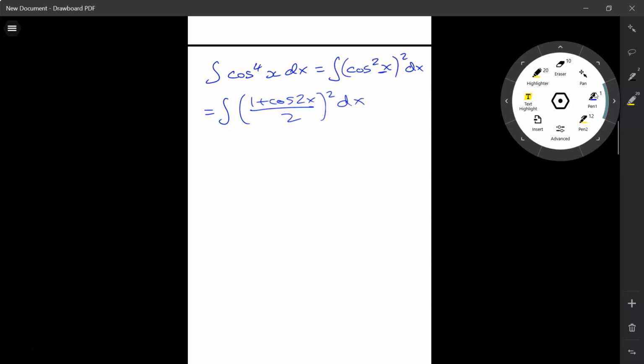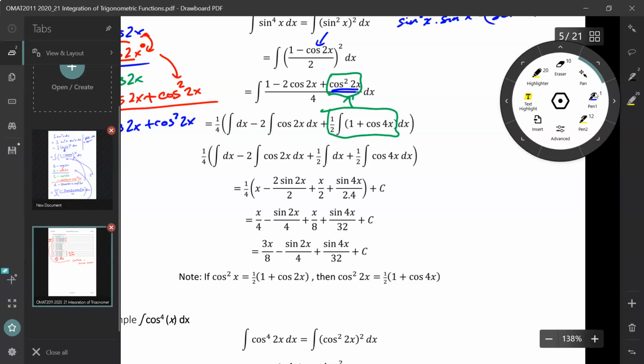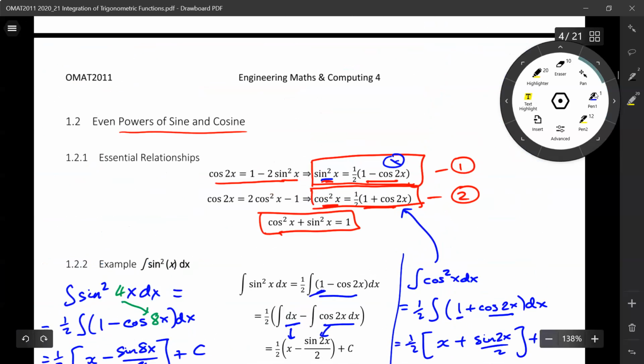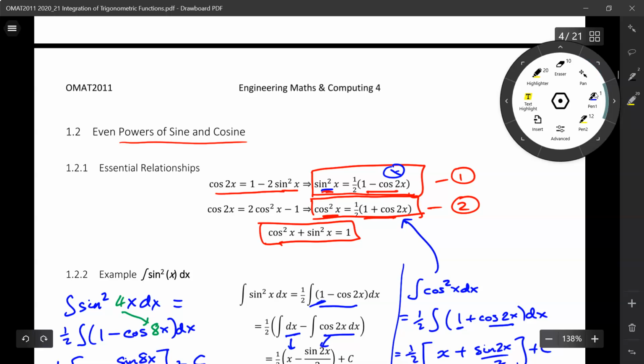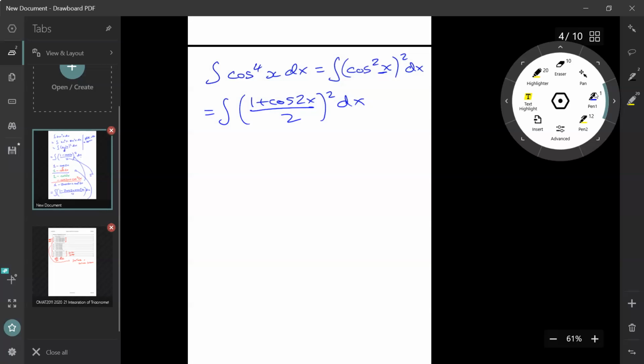I've substituted in, basically, for up here. I substitute in for cosine squared x: 1 plus cosine 2x over 2, which is another version of that rule. So that's what I've done here. I substitute that in. So the next thing we have to do is to square it out.